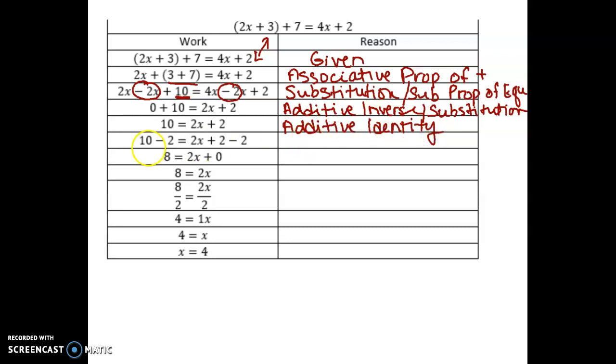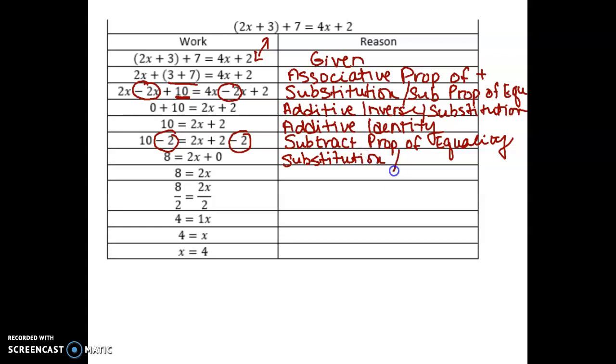All right, now looking at the next line, here we're subtracting 2 from both sides of the equation. So it's the subtraction property of equality. Subtract prop of equality. All right. And when we take 10 minus 2, we get 8. That's because of substitution. Substitute in.